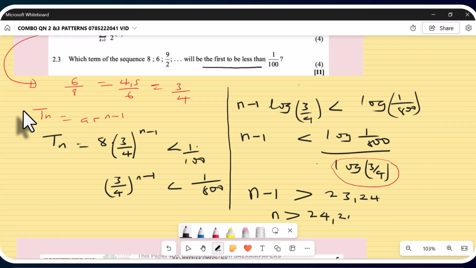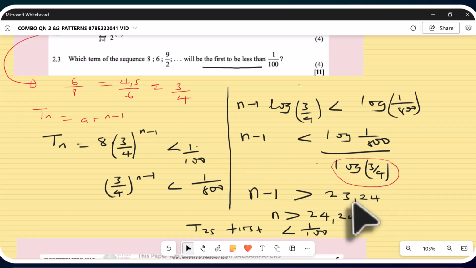So therefore, I'm going to take my n to be 25, and so T of 25 will be the first term to be less than 1 out of 100. Yeah, that's how we do that. And I hope we are together. Let us proceed. Next question here.